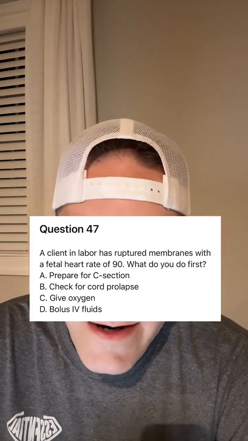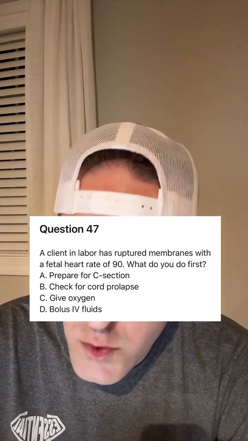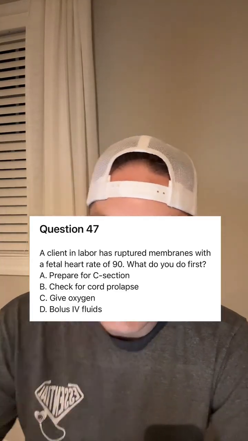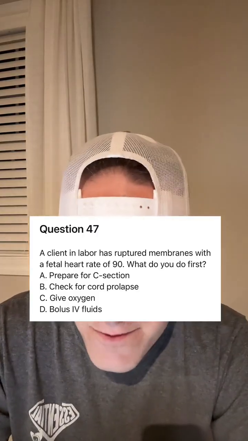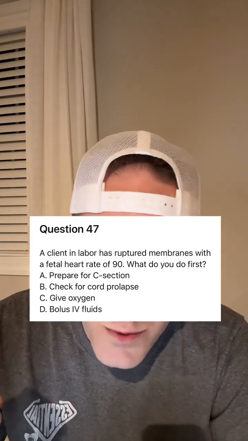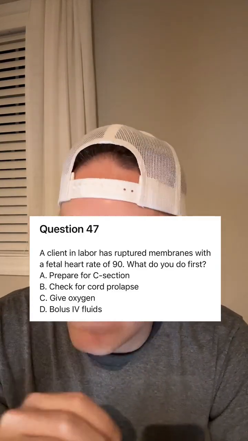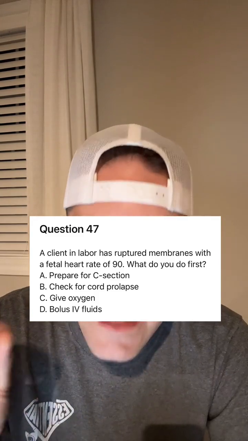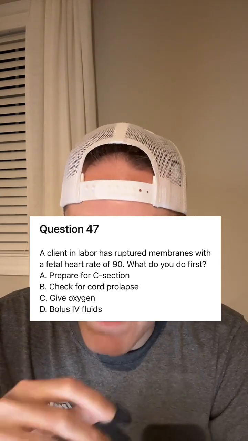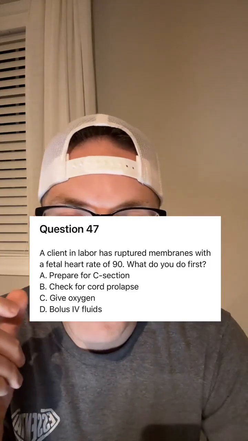47. The correct answer here is actually, guys, going to be B. We're going to check for cord prolapse. Why? Because a sudden drop in fetal heart rate after membrane rupture strongly suggests cord prolapse. So physically checking and relieving the cord pressure is the fastest and most effective life-saving response. Usually then they're going to go for a C-section.